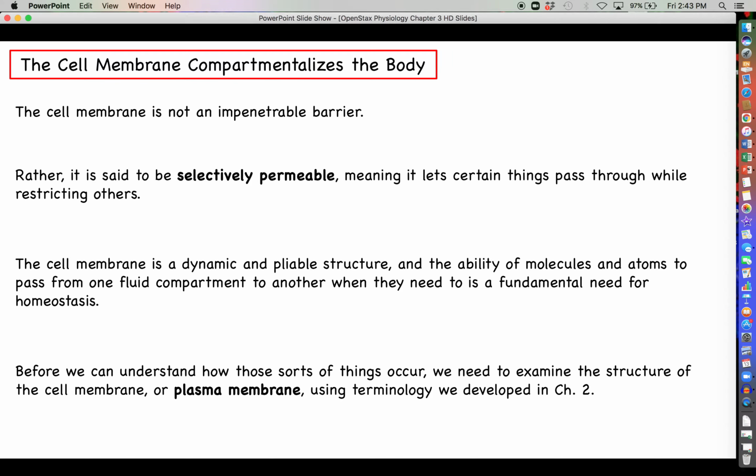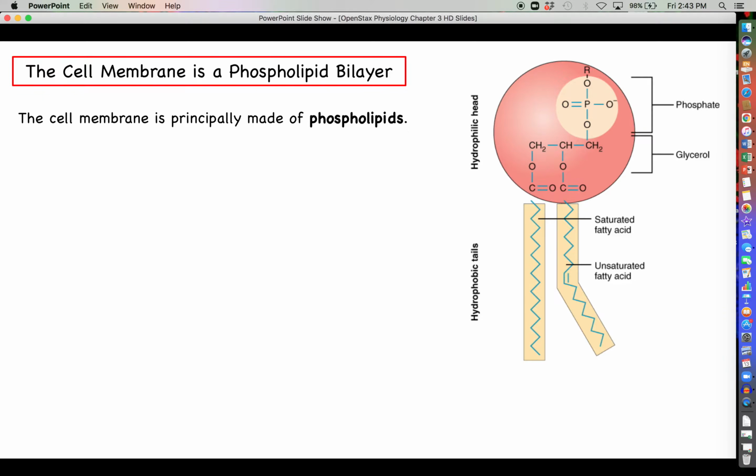So there are all sorts of interesting conversations that we're going to have in the future regarding the importance of membrane transport processes and why those are important. But before we get too far ahead of ourselves and before we put the cart before the horse, we need to examine the specific structure of the cell membrane so that we can understand why the cell membrane is not impenetrable and why it is instead selectively permeable. And in doing so, we are going to have to borrow some terminology that we looked at in the previous chapter.